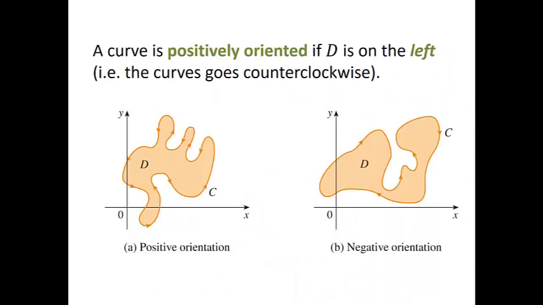Great. One more definition. A curve is said to be positively oriented if the region D is on the left. In other words, if the curve goes counterclockwise. So A, on the left, is a region with positive orientation because the region D is to the left of the curve C. If you were to walk along the curve C in the direction of the arrows, D would be on your left. B on the right has a negative orientation because if you walked along C in the direction of the arrows, D would be on the right.